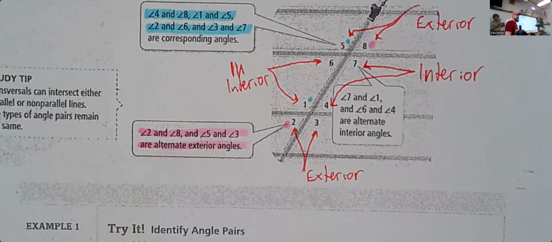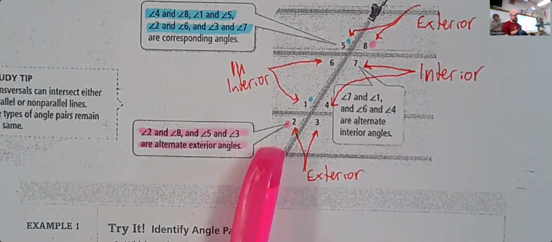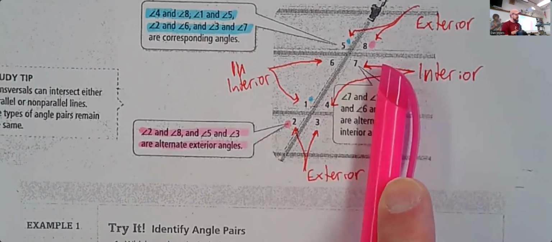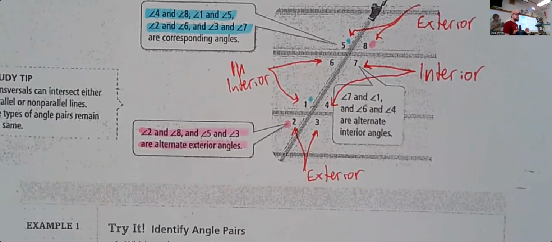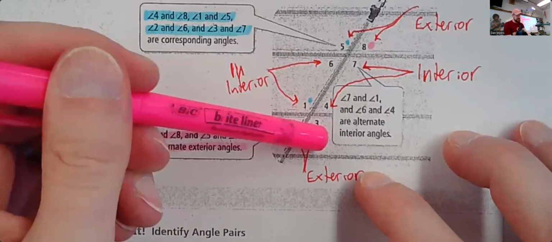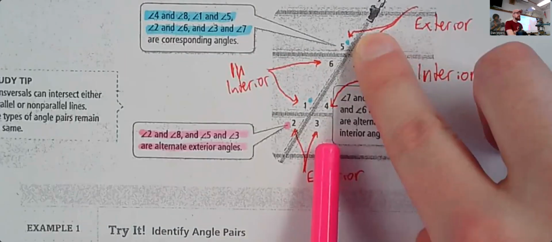So Zach, what do you think alternate means? Closer. They are on alternate sides of the transversal. Yeah. This one's on the left, that one's on the right, and they're both exterior. So, opposite sides of the transversal on the exterior. Opposite sides of the transversal, both on the exterior.